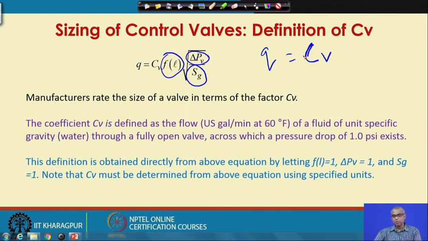Cv must be determined from the above equation using specified units, meaning Q has to be expressed in US gallons per minute, temperature 60 degrees Fahrenheit, delta PV 1 psi.